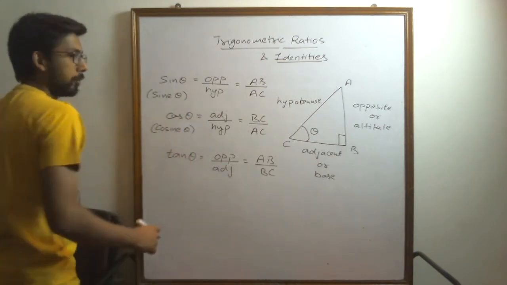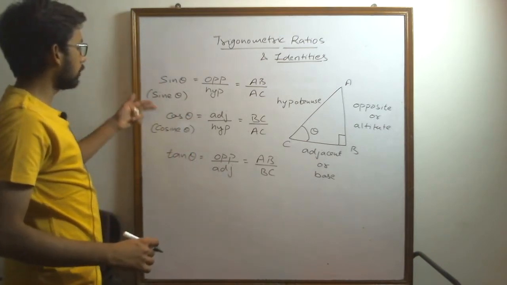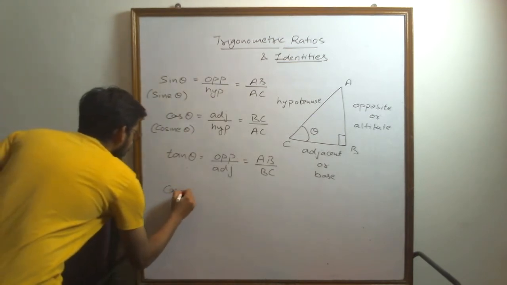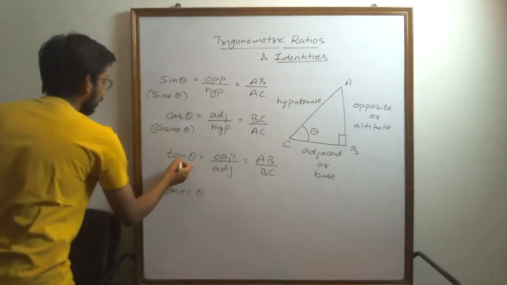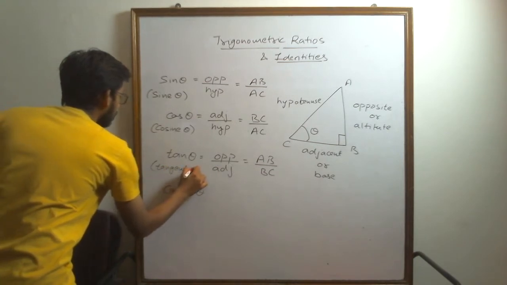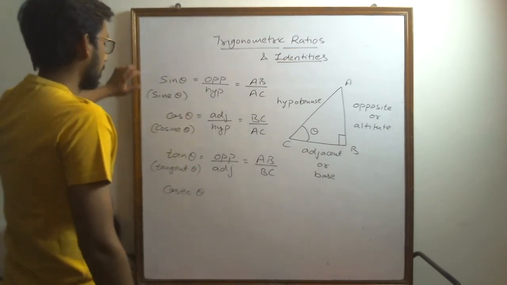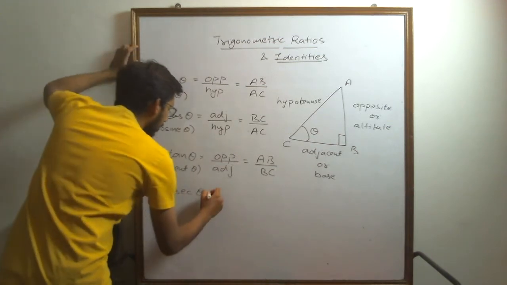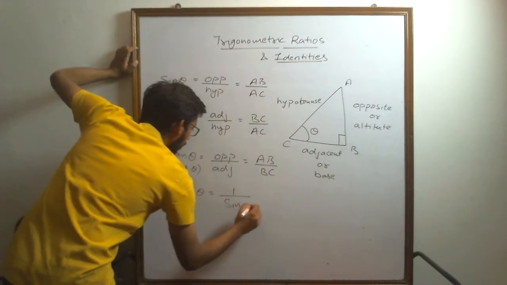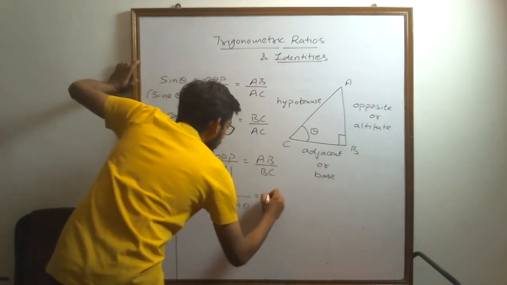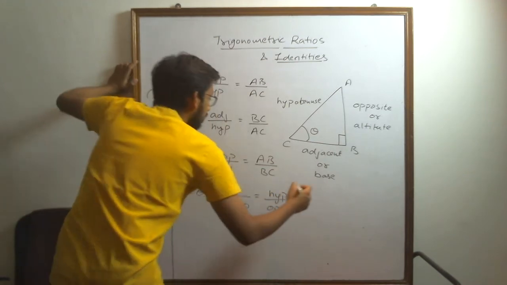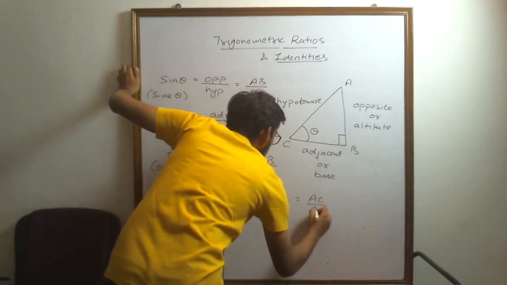The next 3 trigonometric ratios are just the reciprocals of these trigonometric ratios. So the first one, cosec theta. Also, tan theta is the abbreviation of tangent of theta. Now, cosec theta is defined to be the reciprocal of sine theta. So this is 1 upon sine theta, which is actually hypotenuse upon opposite. So in this triangle, it is AC upon AB.